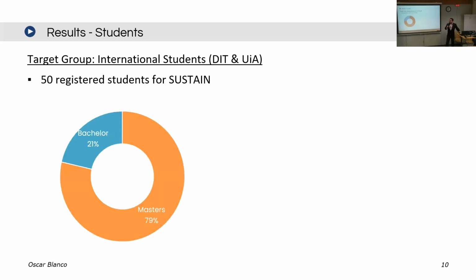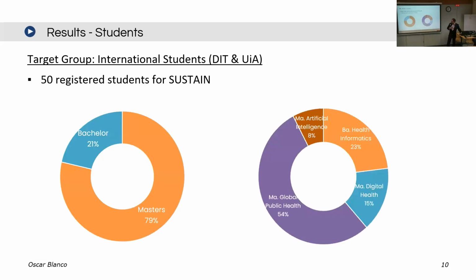In terms of study level, just about a fifth of the students were on the bachelor level, and the overwhelming majority were on the master's level or above. And for this specific faculty, the European Campus Rottal-Inn of the Deggendorf Institute of Technology, the majority of participants came from the Master Global Public Health study program. That was followed by the Bachelor Health Informatics, Master Digital Health, and then the Masters of Artificial Intelligence.